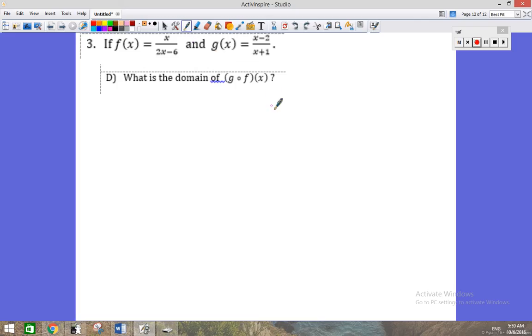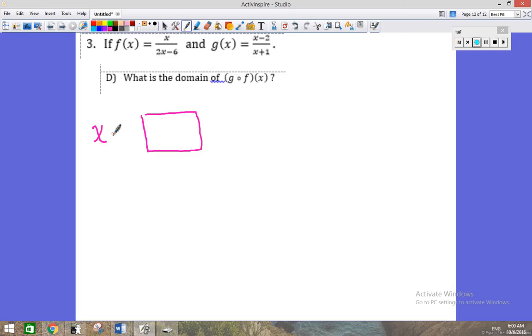So let's finish this problem number 3. We're finding the domain of a composition. The domain of any function is the set of all real numbers, excluding any values that cause division by 0, also excluding any values that cause us to take the square root or even root of a negative number. I want two things to always be true when I'm finding the domain of a function composition.